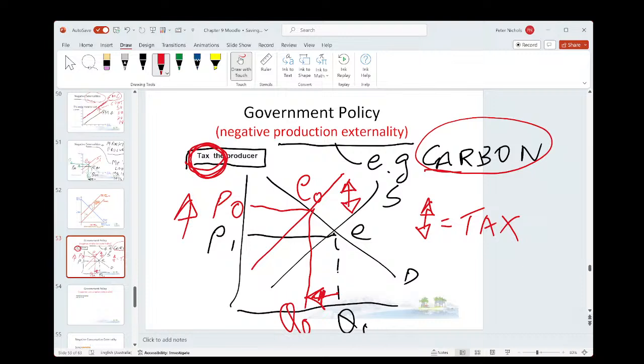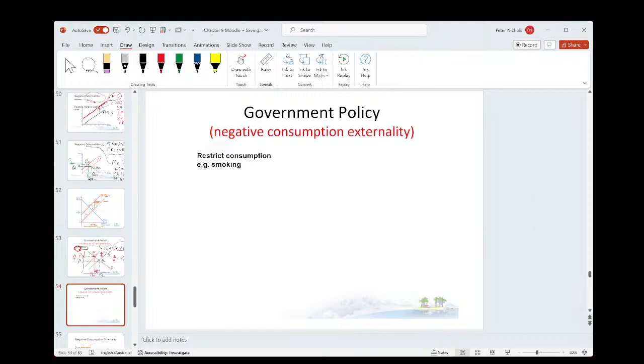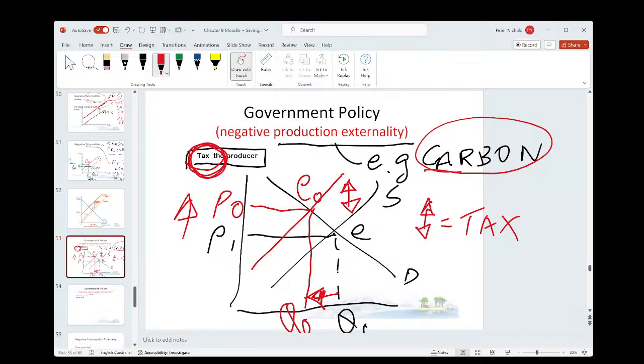All right, what about a negative consumption externality? Well, look, we know that cigarette smoking is very harmful, and we could, of course, deal with cigarette smoking in the same way as we deal with carbon emissions, and that is we do tax cigarettes. And when we tax cigarettes, we have the exact same diagram. It pushes the supply curve to the left. It pushes up the price of cigarettes, and hopefully fewer people will smoke.